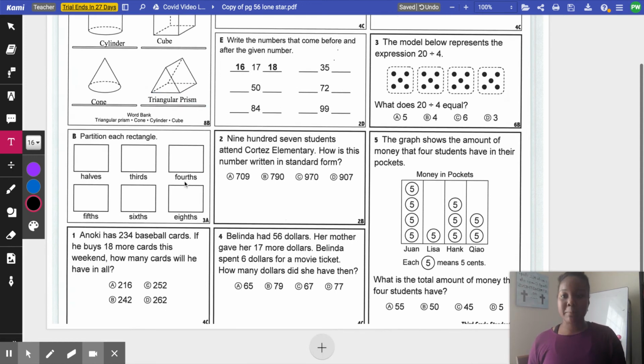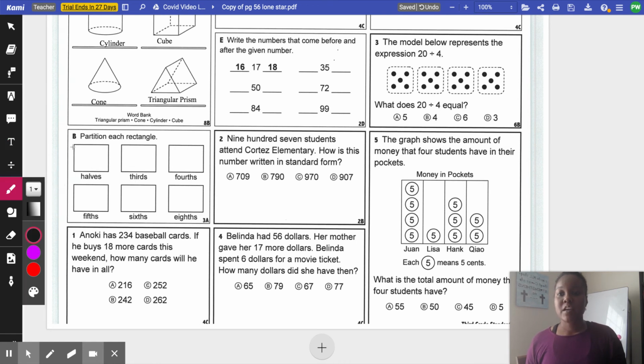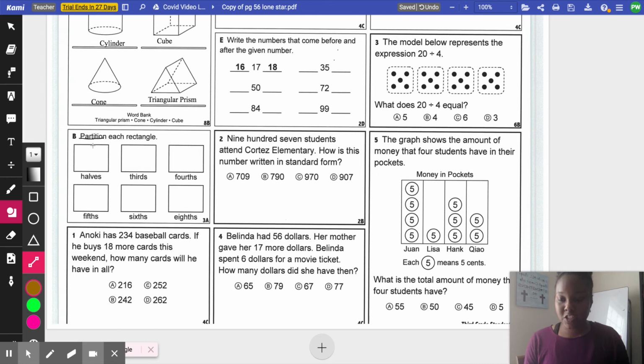Moving on to letter B. Letter B says partition each rectangle. And the word partition means to cut or divide. So we are going to divide this shape in halves. That means it's going to have 2 parts. And you want to make sure they are even and equal because in order for them to be like fractions, they have to have the same size parts.